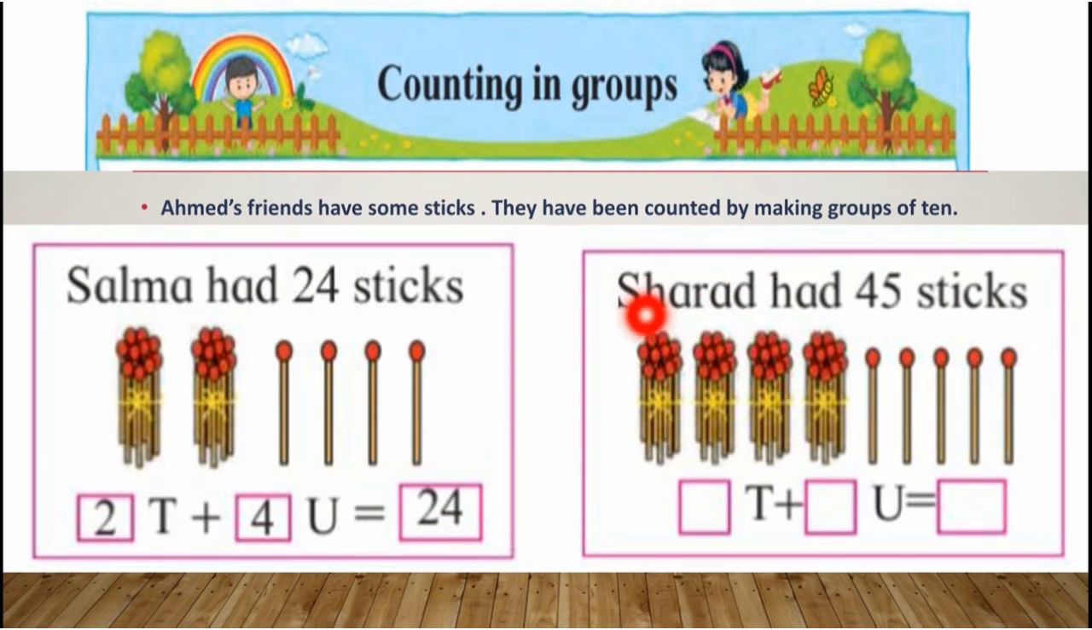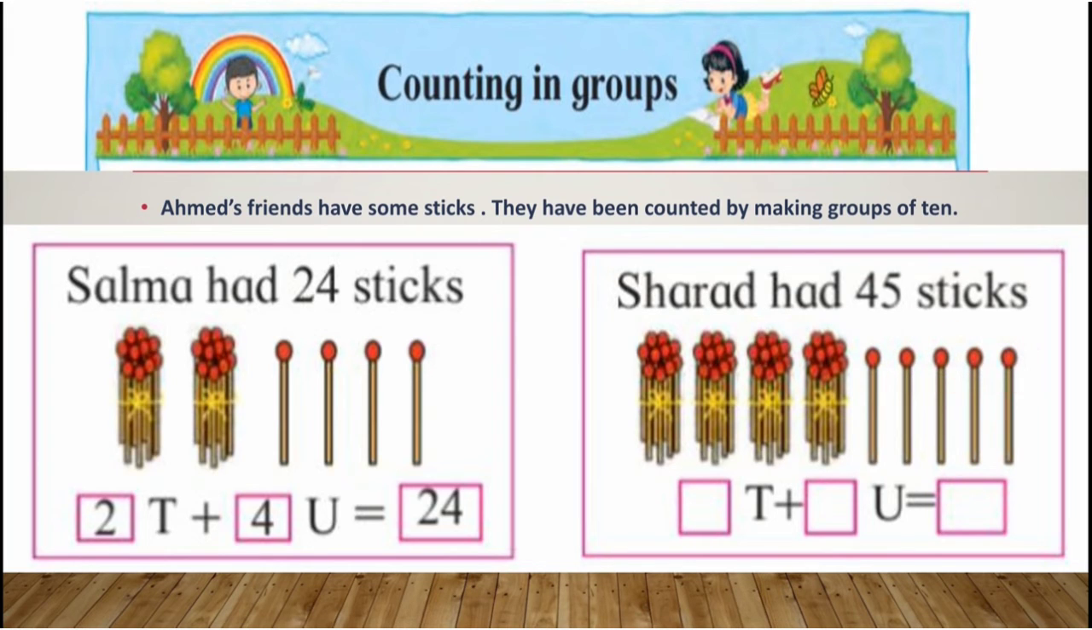Sharad had 45 sticks. You can see here Sharad had 45 sticks, and how he had counted them. He made 4 groups of 10. Let's see: 1 ten, 2 tens, 3 tens, 4 tens. 4 tens means 40, and how many single sticks are here? 1, 2, 3, 4, 5 single sticks are here.